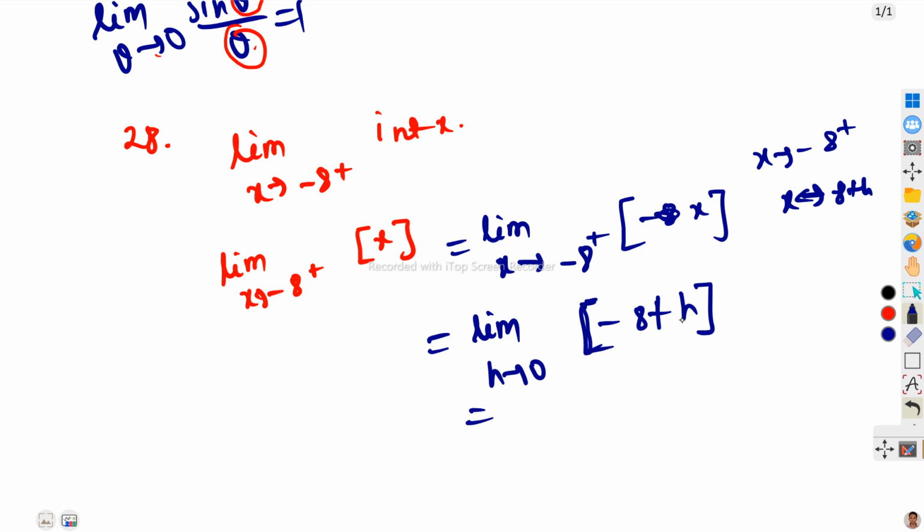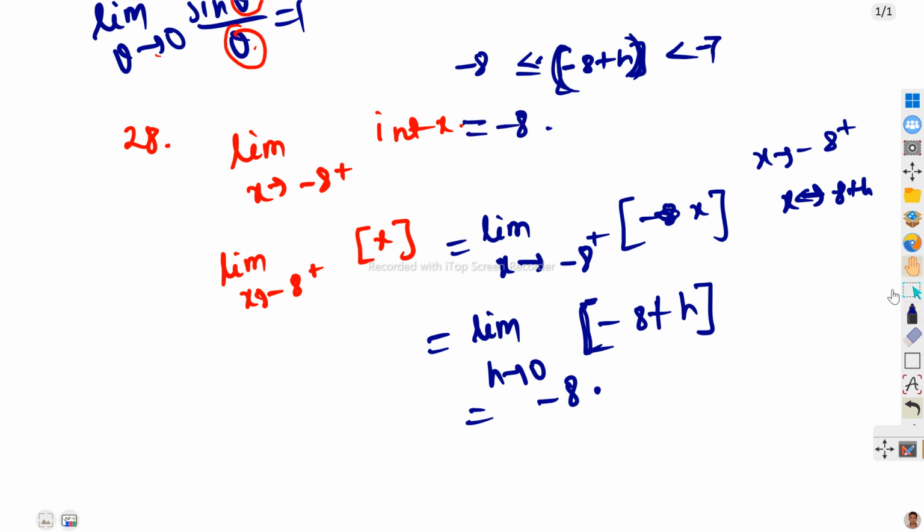So what is this? This value lies between -8 and -7. So -8 plus h lies between -8 and -7. So the limit of the given function is -8. So we have found that the value of the limit is -8.